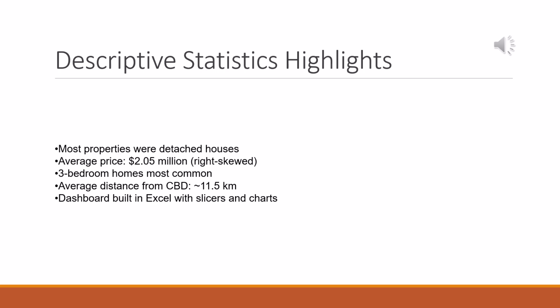In the descriptive statistics section, I analyzed 9 variables, which we did in our last assignment, including price, distance from CBD, number of bedrooms, property type, and sale method. Most properties in the sample were detached houses.